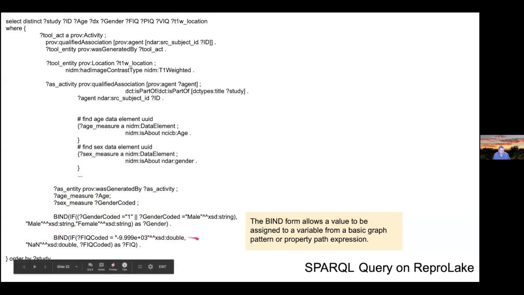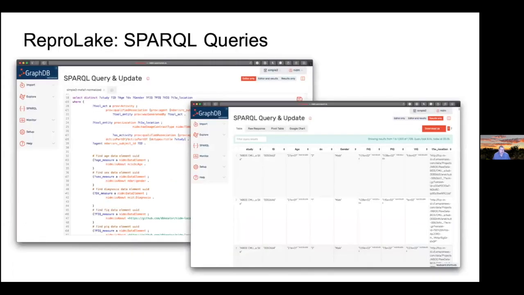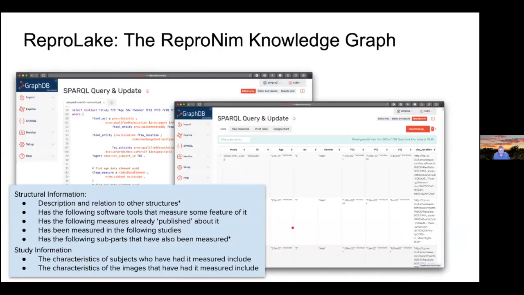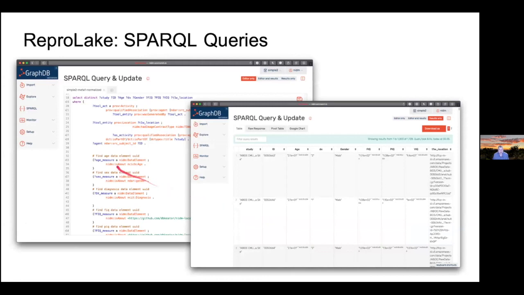And here, for example, the FIQ code has a numeric code for NaN. And so you can also do that type of binding as well. And so again, this shows you a little bit of what you can do with SPARQL. Again, through GraphDB, there's a way to provide these queries.